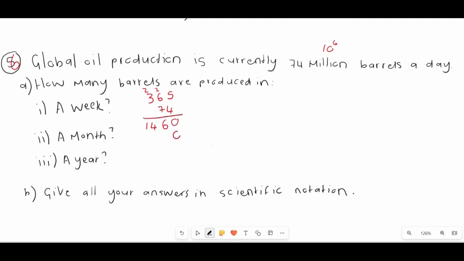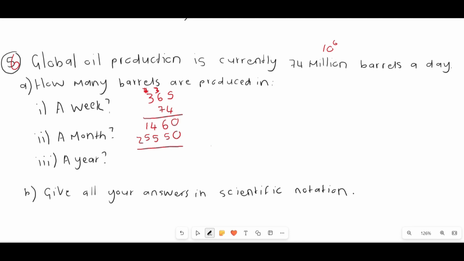Now let's put a placeholder 0 because we're moving on to our second digit. 5 times 7 is 35. So 5 carry over 3. 6 times 7 is 42 plus 3 is 45. So 5 carry over 4. This now becomes a 4. 7 times 3 is 21 plus 4 is 25.